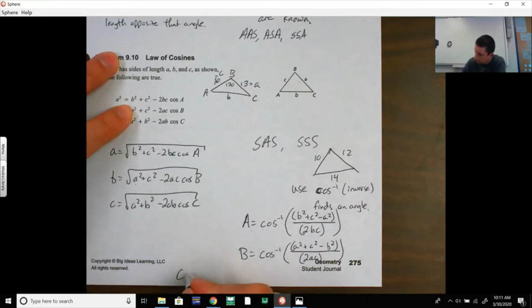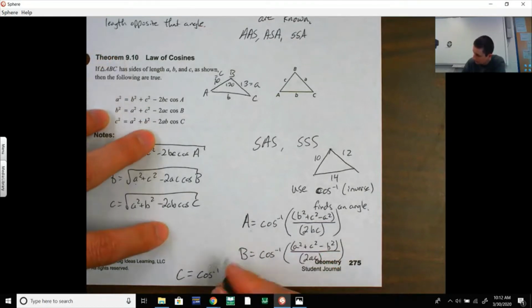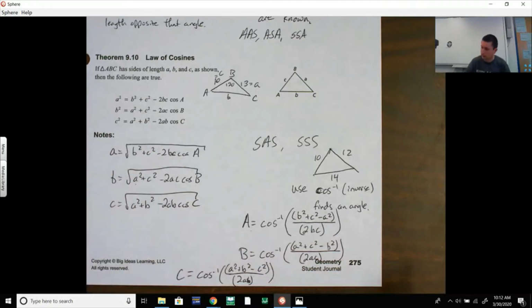If I'm looking for c, that's going to be the inverse cosine of, so now I'm looking for c, so it's a squared plus b squared minus c squared. That's all on top, over 2ab, that's what's on bottom. Okay, so pause it, get those written down. We'll come back, we'll practice those.